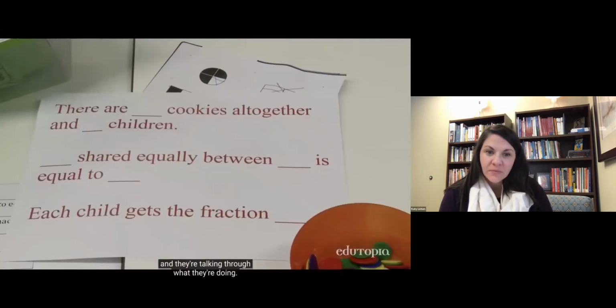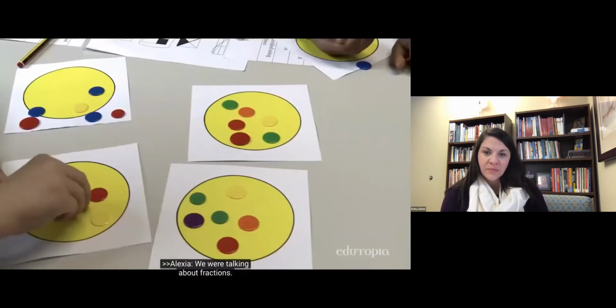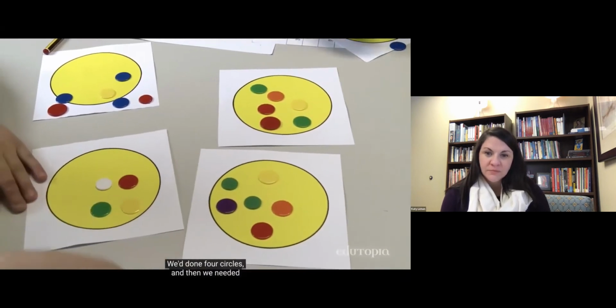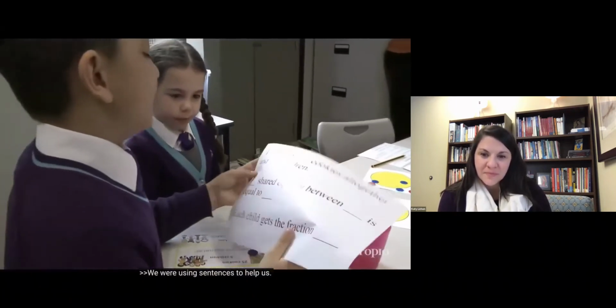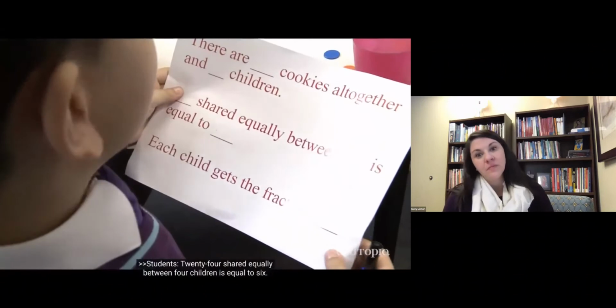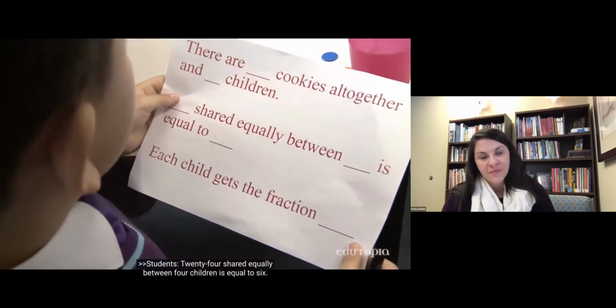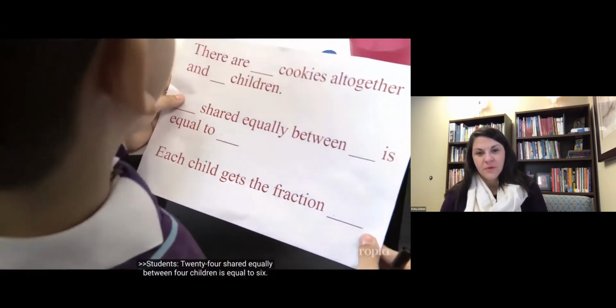We were talking about fractions. We done like 4 circles. And then we needed to share 24 in each group. 1, 2, 3, 4, 5, 6. Your turn. We were using sentences to help us. 24 shared equally between 4 children is equal to 6.